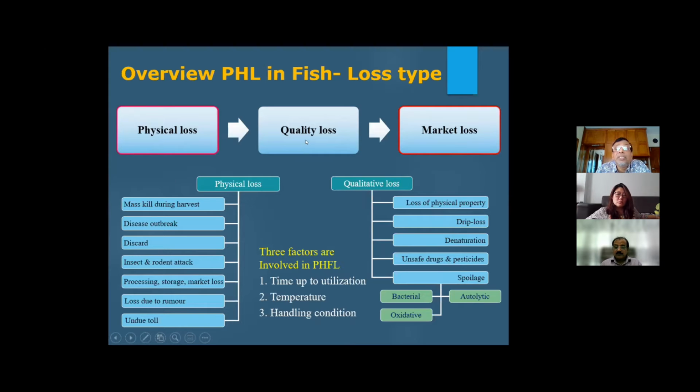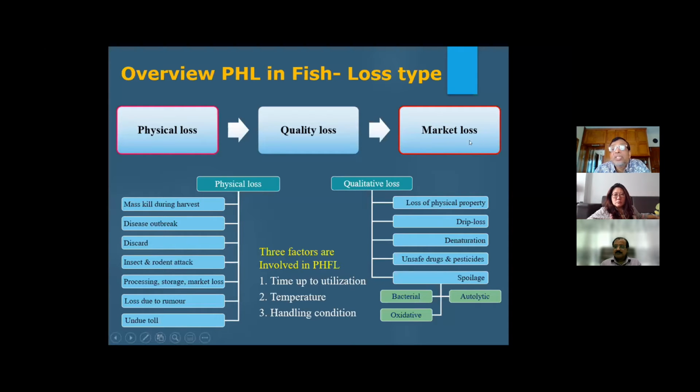Quality loss generally occurs due to inadequate handling and preservation, distribution and storage of fish that lead to spoilage. This spoilage is governed by bacterial action, autolysis or self-decomposition of internal components, and oxidative rancidity of lipids. Market force loss is the economic loss. It is the difference between expected price and actual price.